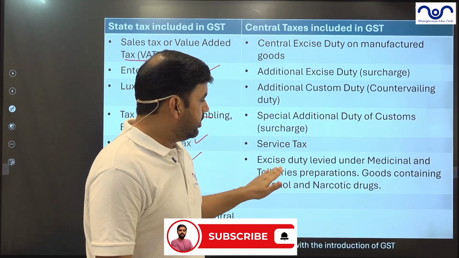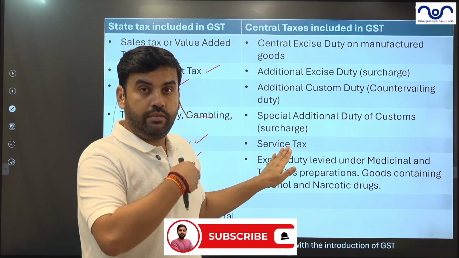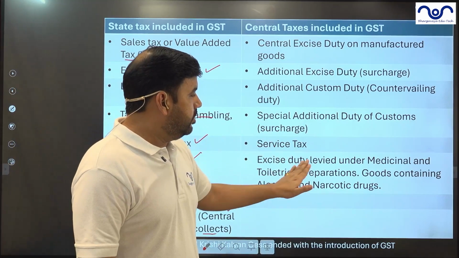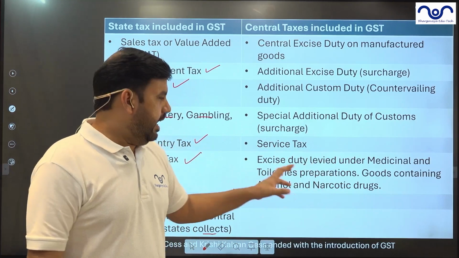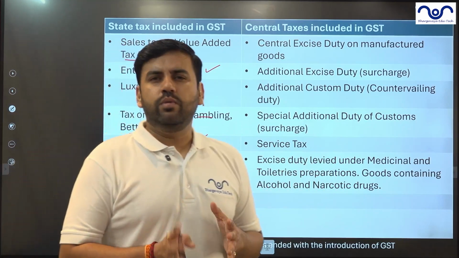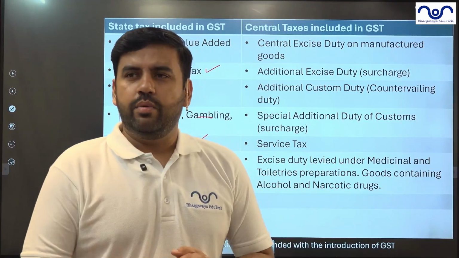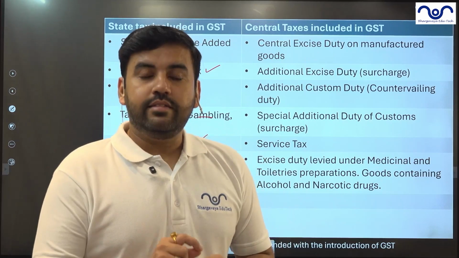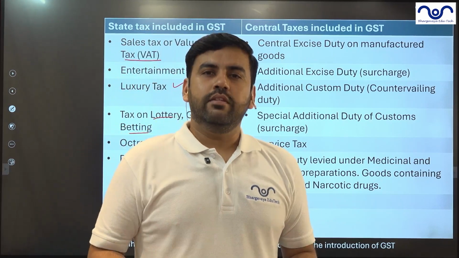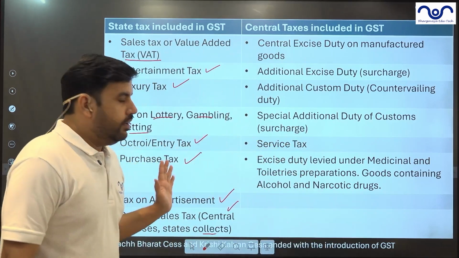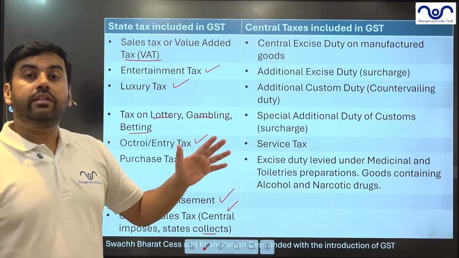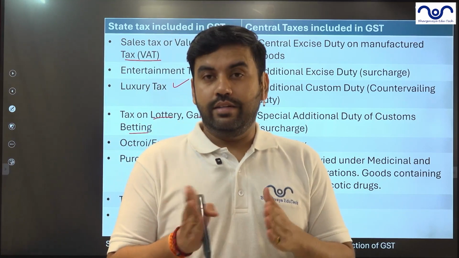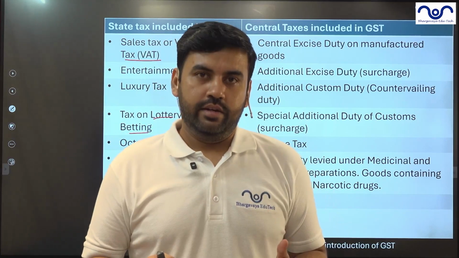Service tax, which was not with the state government, now it is between both. And excise duty levied under the medicinal and toiletry preparations, which includes narcotic drugs, alcoholic, which contains alcohol, narcotic drugs, but not alcohol itself. Basically something produced out of it for medicinal purposes. So all these kinds of taxes are now under GST. And that's why both center and the state divide them equally.